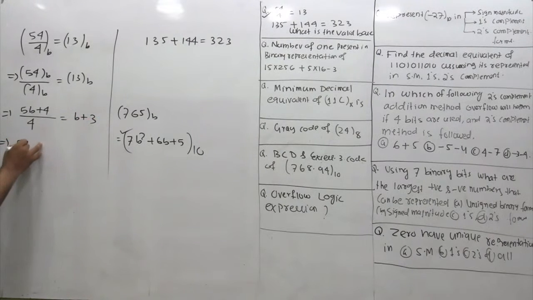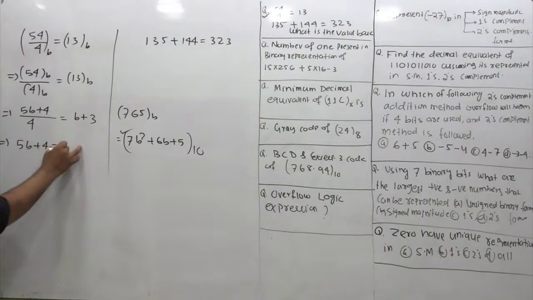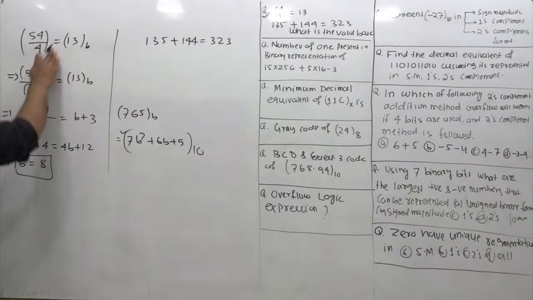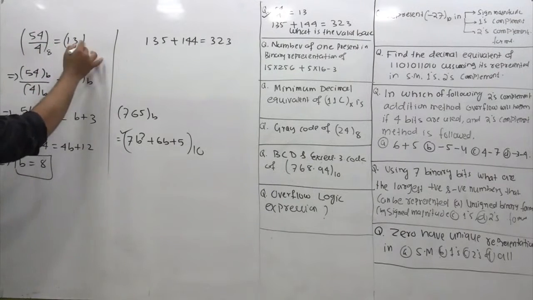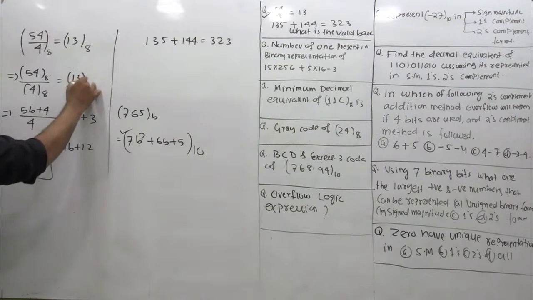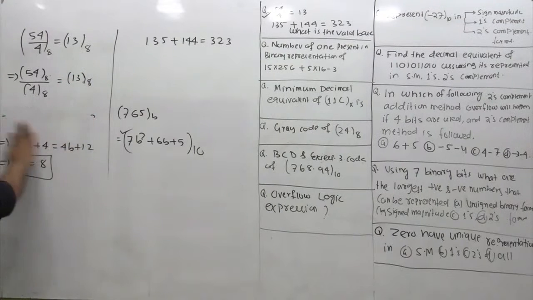If you simplify this, you get 5b plus 4 is equal to 4b plus 12. So b is equal to 8. So this equation is valid when I take the base as 8. If you want, you can also cross check this. If you take all these numbers in base 8, you may convert them into base 10 and satisfy yourself that whatever we have done is correct, just for cross check purposes.